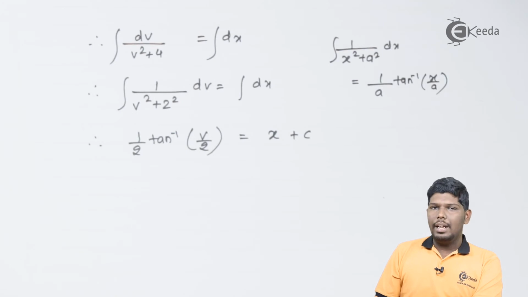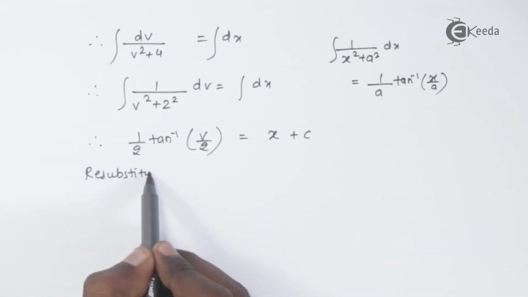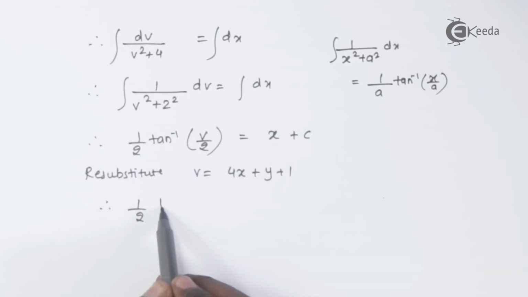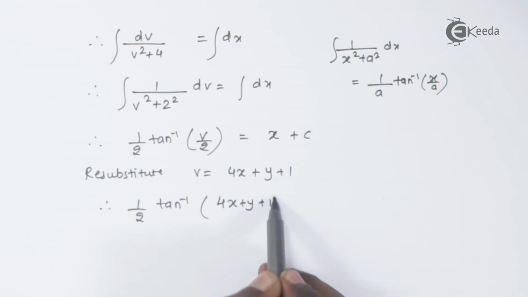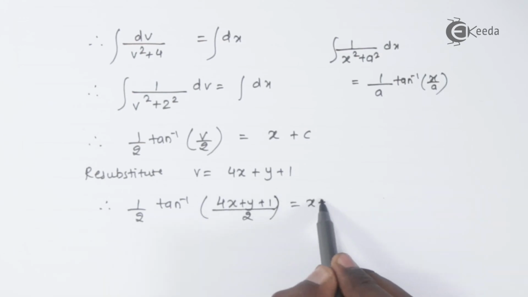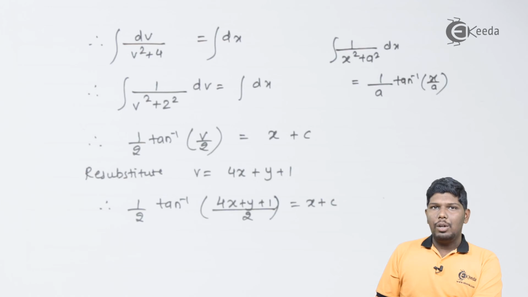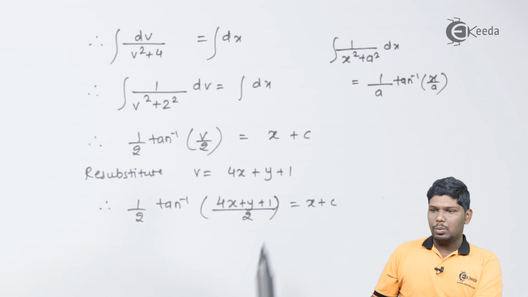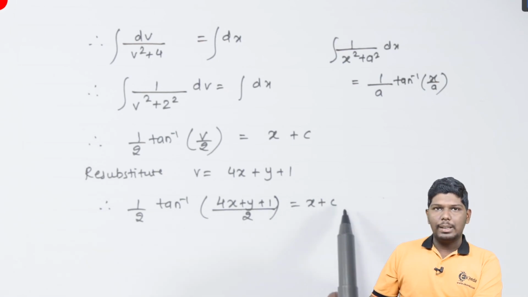Once our equation is ready, we need to resubstitute the value of v, because our question was in terms of x and y, and here we are getting the answer in terms of v. So therefore, in the last step, we are going to resubstitute the value of v. After resubstituting the value of v, we have 1 upon 2 tan inverse of (4x plus y plus 1) upon 2 is equal to x plus c.